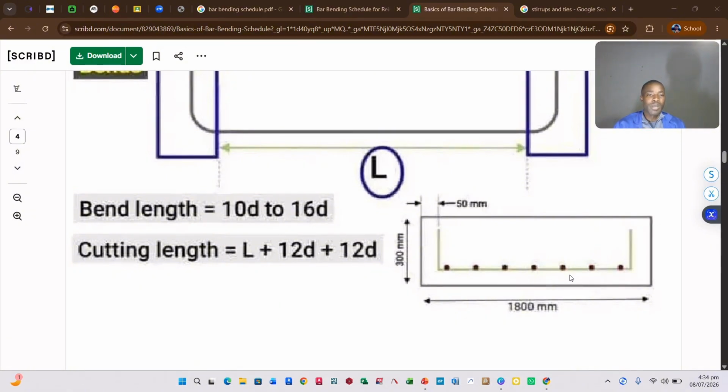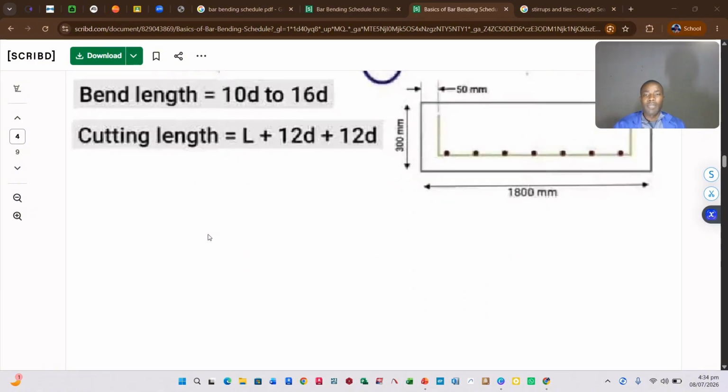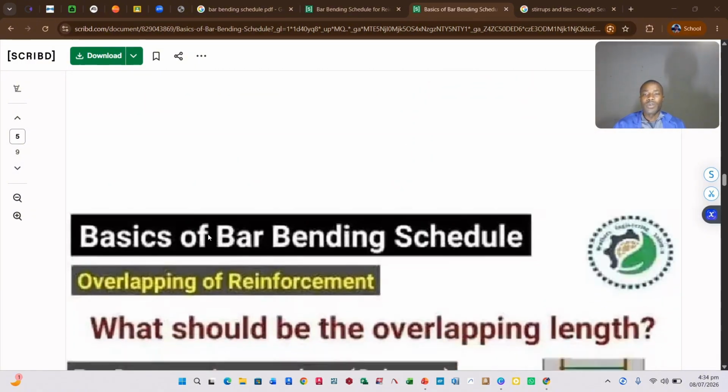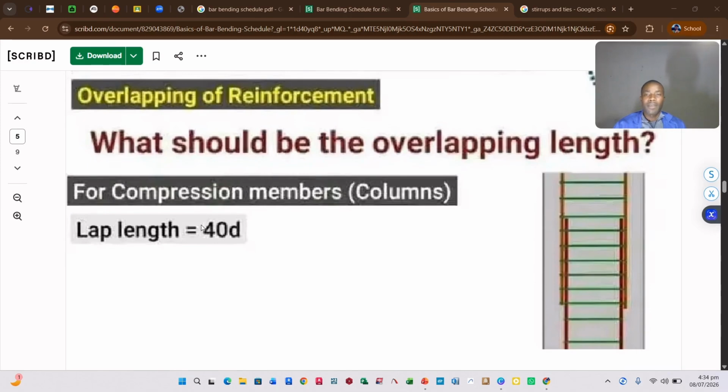So you have your bar in there like that. This bending length, you put it in consideration. This is your clear cover there. I mean, this is effective cover, not clear cover. Voila. We move on. Now, overlapping.